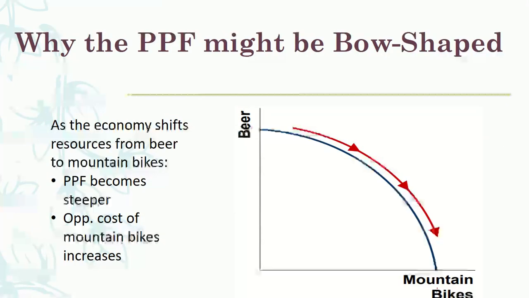Why might the production possibility frontier be bow shaped? As the economy shifts resources, for example from beer to mountain bikes, the production possibility curve becomes steeper. The opportunity cost of mountain bikes increases, so as you produce more bikes and less beer, the opportunity cost of producing bikes is actually steeper.